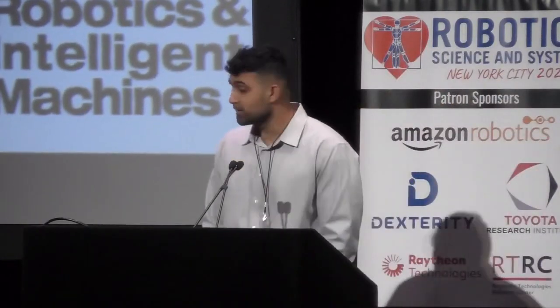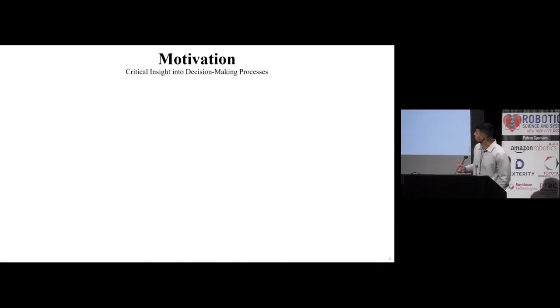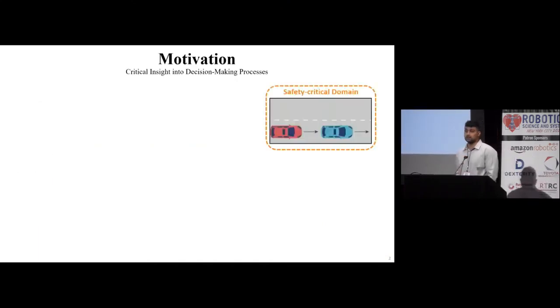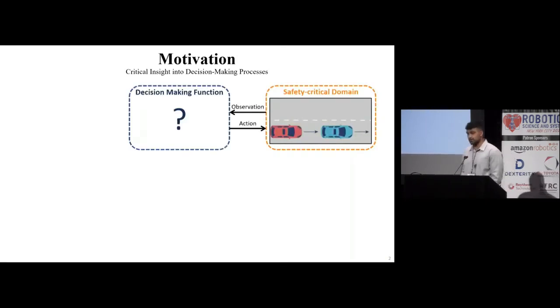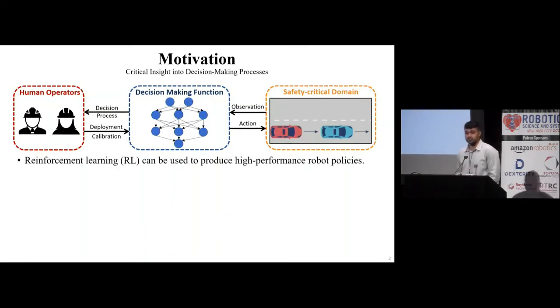Hi everyone, I'm Rohan, and today I'll be presenting our work on learning interpretable high-performing policies for continuous control. Say we have an autonomous vehicle, or AV, operating in a safety-critical domain such as driving around human drivers. This AV is controlled via a decision-making function that receives observations and outputs actions. At the end of the pipeline, we have human operators that would like to receive information about the decision process and could want to calibrate the behavior and choose whether to deploy such a policy.